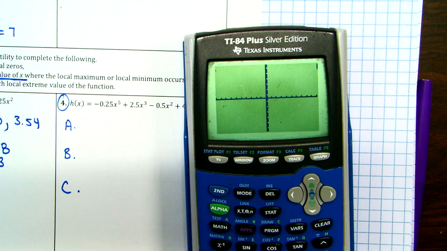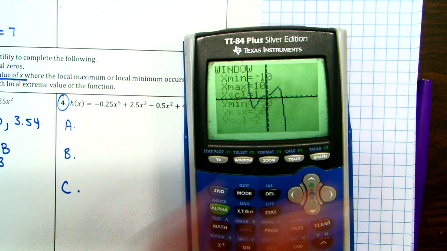And see if you can see the turning points. If you can, that's all you need. You need to be able to see them. If you can't, go back to window.